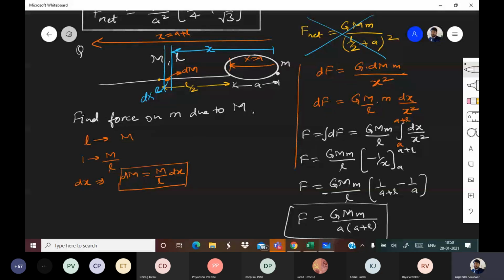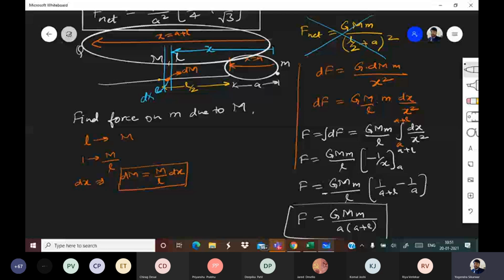Secondly, the maximum you can go up to is x is equal to a plus l to get any element on the rod. You cannot go beyond that because beyond that there is no rod, right? So you are able to take an element only between x is equal to a and a plus l.